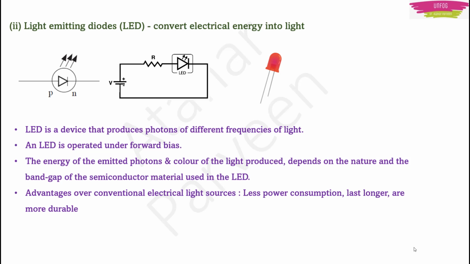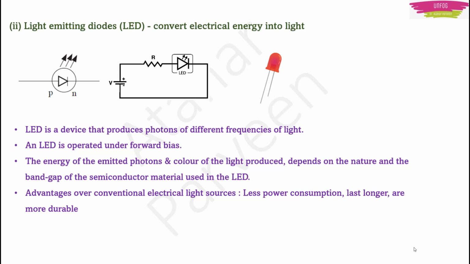Now the speciality of this LED is that it will produce different frequencies. It will give you different colors of light. Okay, this is one very important speciality of LED. And it is also a PN junction diode, and like a PN junction diode, it will also operate under forward bias. Remember, you can see here the P type of the diode is connected to the positive terminal of the battery, isn't it? And the N type is connected to the negative terminal of the battery. So this is operated under forward bias.